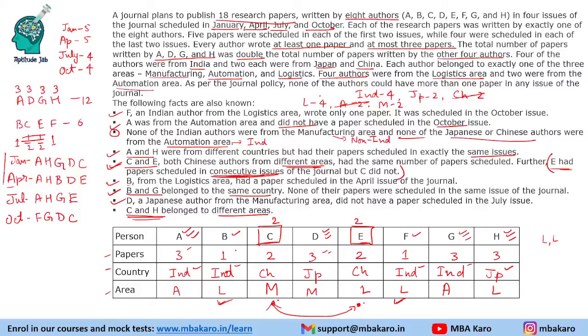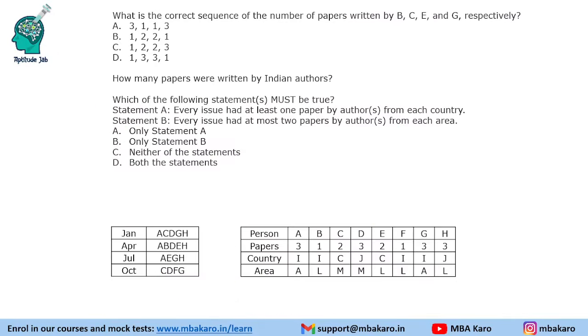So this completes the entire table of the month in which these papers were published. Now we have filled in, for all 18 papers, the month in which they were published, how many papers are published by each of the persons, the country they belong to, and the area they are experts in. Now using this table, we can easily answer the questions.